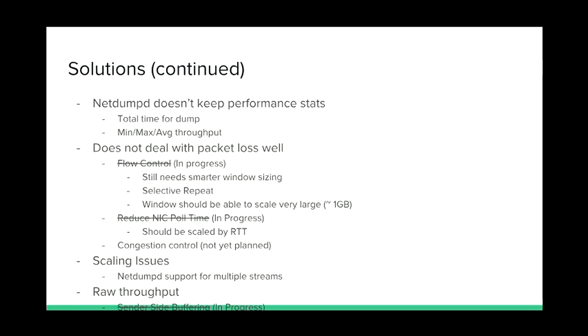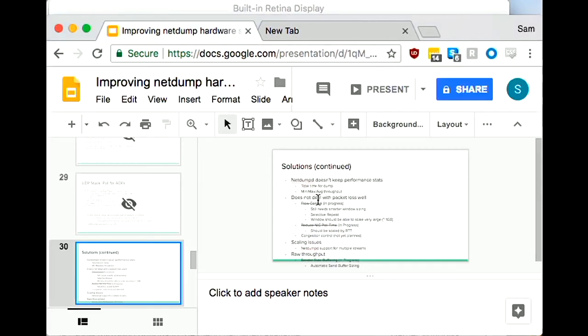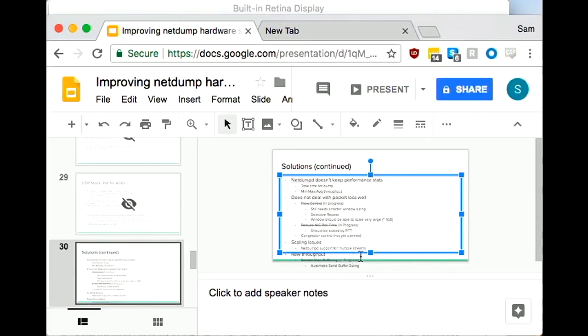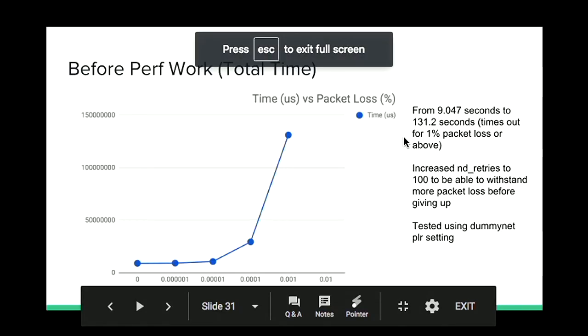So this is probably where the biggest win is right now. I'm going to see what's past the edge of this slide. Oh God, I can't read any of that. Okay, so sender size, what does that say? Automatic send buffer sizing. Yeah, so that's what I want.